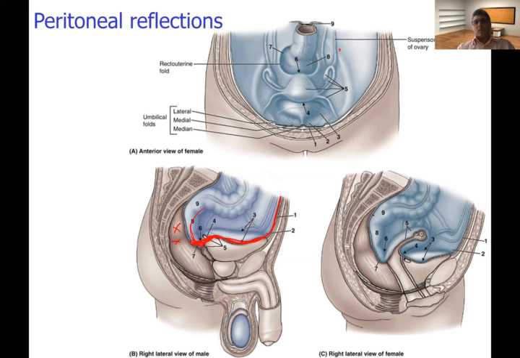In a female, from the front of the rectum, you can see it gets reflected onto the upper part of the vagina, posterior fornix of the vagina, and the uterus. Covers the posterior wall, the fundus, and the anterior wall of the uterus, and then gets reflected onto the superior surface of the bladder. It does not cover the posterior surface or the anterior surface of the bladder. Covers the superior surface of the bladder, and from there it gets reflected onto the anterior abdominal wall. Okay, so this point is clinically important. We'll come back to it.